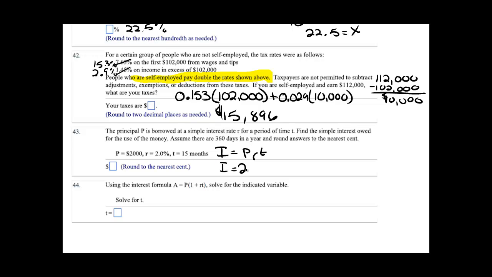So I equals 2,000 times the R is 2%, so that's 0.02. The time is 15 months. This is the only tricky part because we're assuming the 15 over 12 because time needs to be annual or in years. So times 15 over 12. If you want to put that in as a decimal of 1.25, that's fine. Whenever we multiply this all out, we end up getting $50. And because it says go to the nearest cent, we'll go out 2 decimal places.